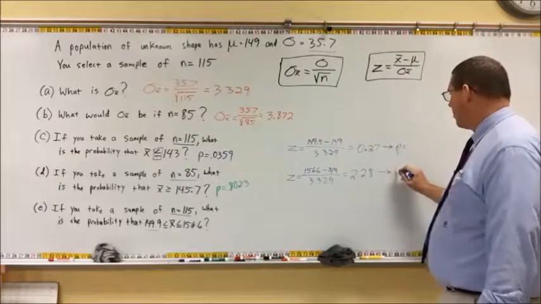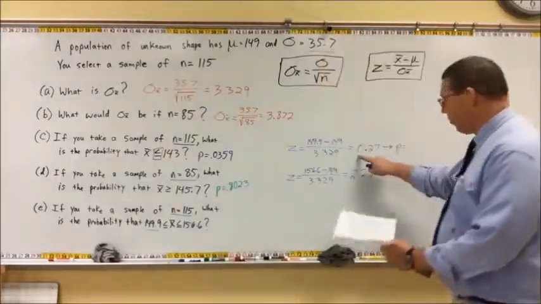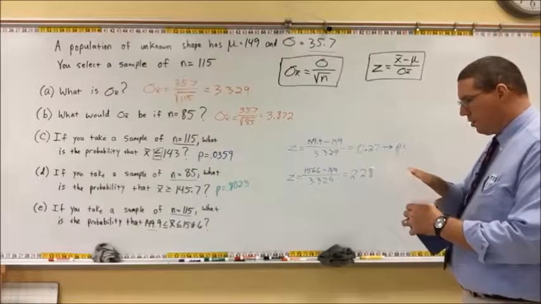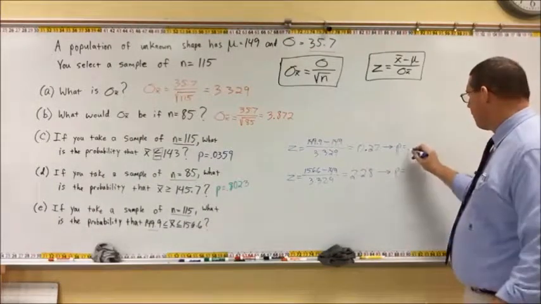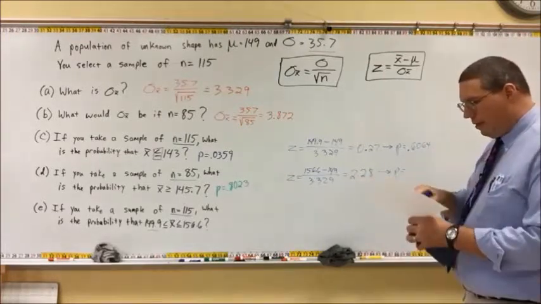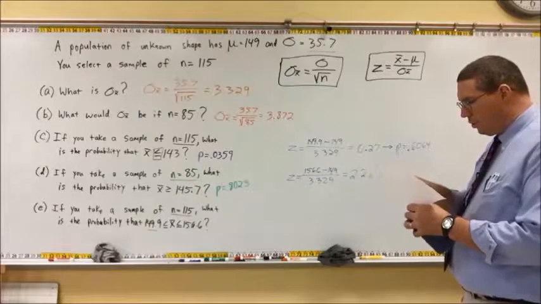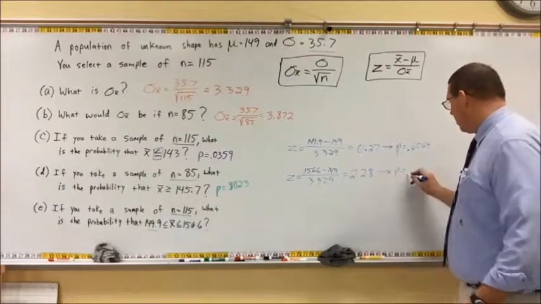So I'm going to go into the z-score table, and I'm going to look up both of these z-scores. I've got 0.27, which gives me 0.6064, and then 2.28, which gives me 0.9887.